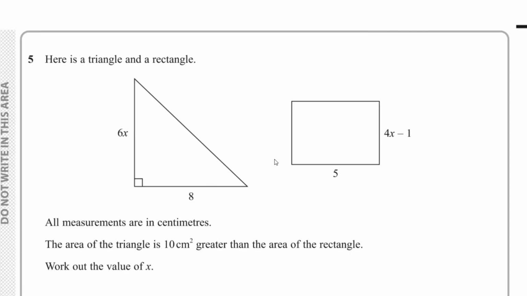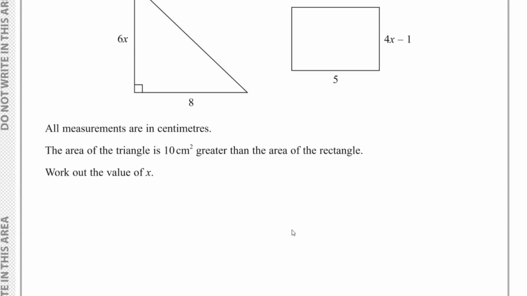Question number 5. Here is a triangle and a rectangle. All measurements are in centimetres. The area of the triangle is 10 centimetres squared greater than the area of the rectangle. We have to find the value of x. Now with this triangle, we've got a base of 8 and a height of 6x. With this rectangle, we've got a length of 5 and a width of 4x subtract 1.